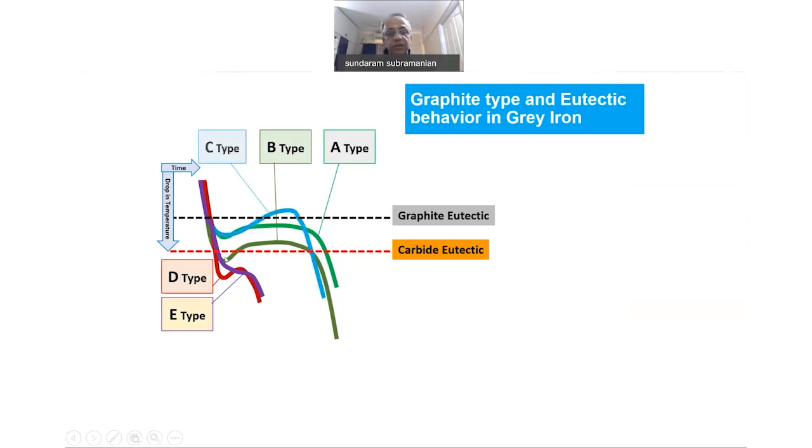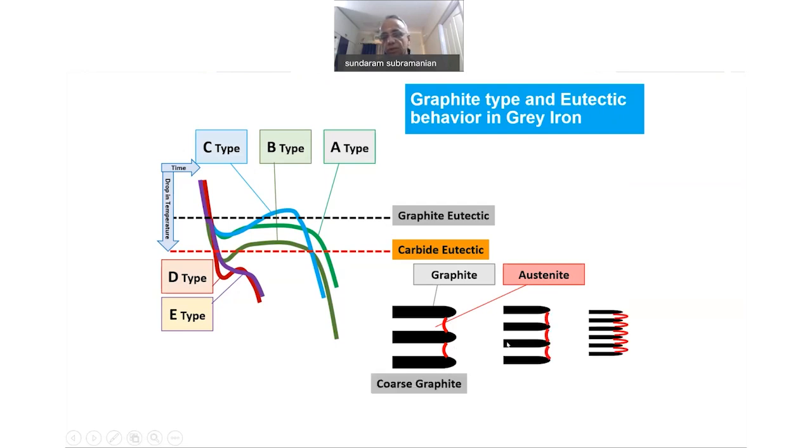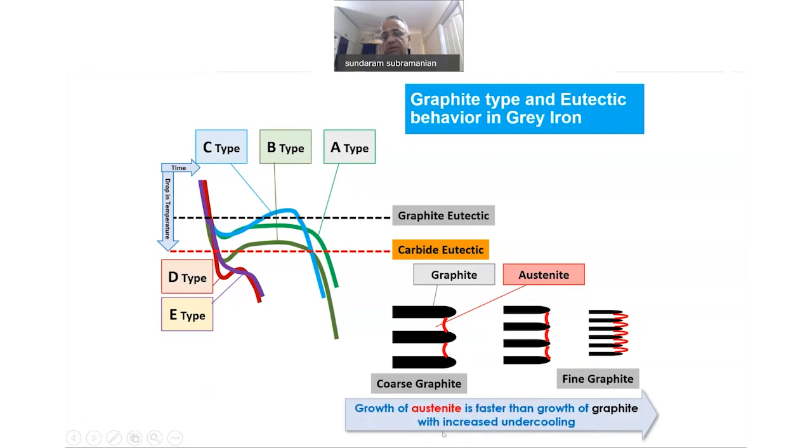Here is the carbide eutectic. Anything below this is likely to produce carbides. Whereas the A-type is the best suited. The C-type is producing very coarse graphite. The coarse graphite is a process where the austenite, the other constituent in the metal, grows slowly. And when the austenite grows faster than the graphite, there is a heavier undercooling. So these are the situations where finer graphite is produced with a pronounced austenite growth.